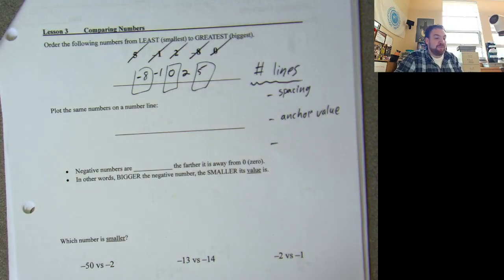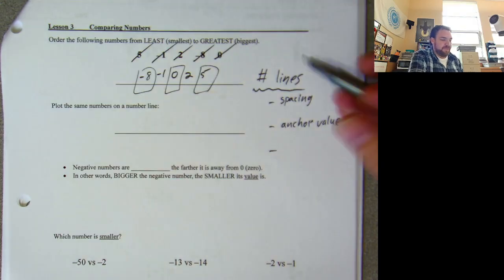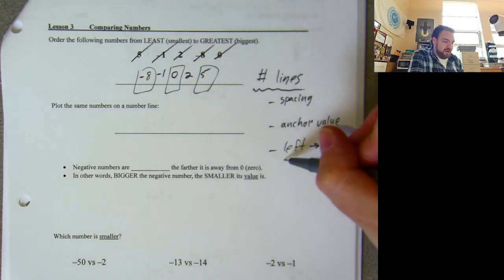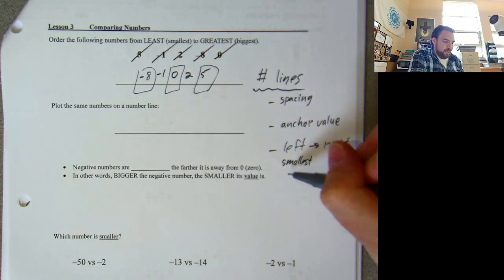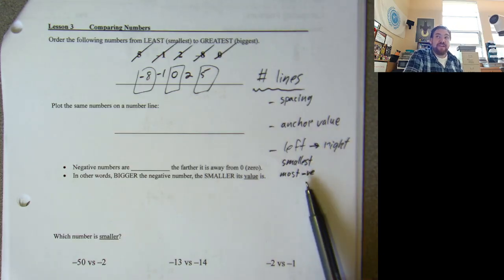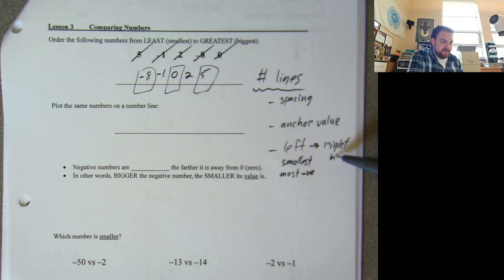What's the other way we talked about number lines? How are number lines read? Left to right. So on the left side, we want the smallest or most negative. That's my shorthand for negative: a minus sign with the letters VE after it. And on the right, we want the biggest or most positive, a plus sign, VE.